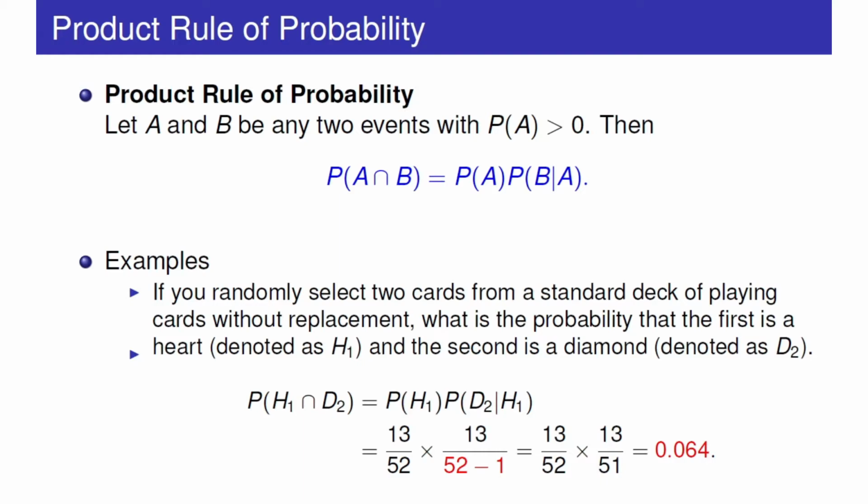Now we have to be careful. This drawing is without replacement. After the first draw of a heart, there are 51 cards left, among which there are 13 diamonds. That is why this conditional probability is 13 over 51. And you can find this probability is 0.064. So this is the product rule.